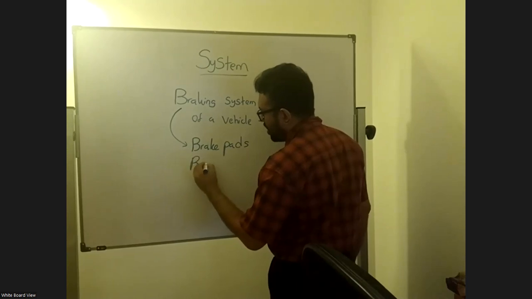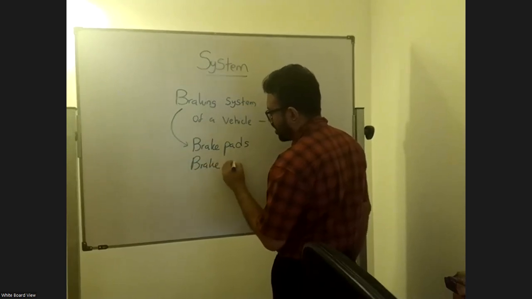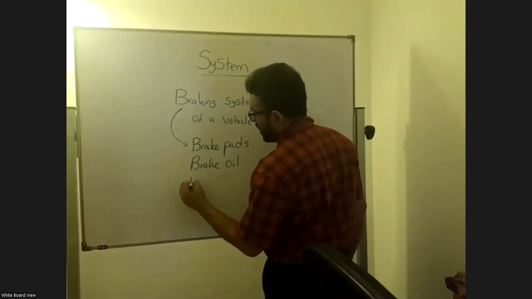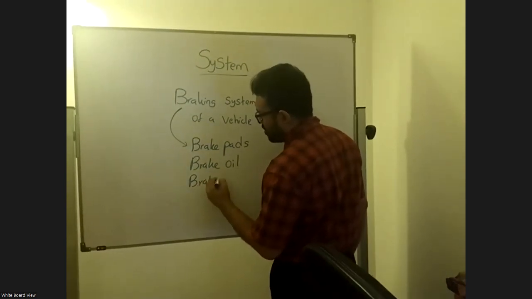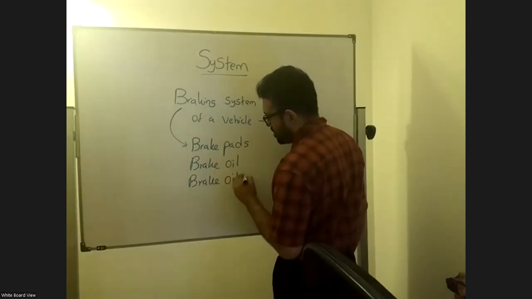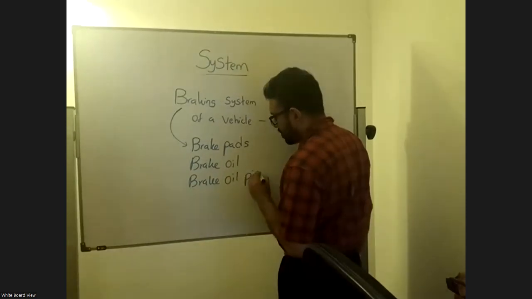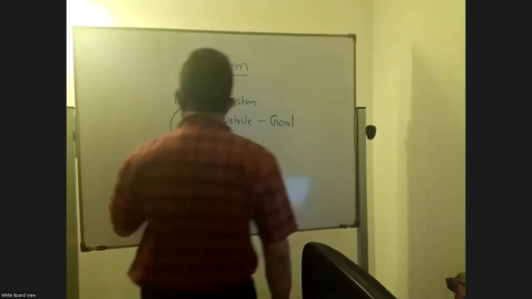Brake oil is there. Brake light, brake oil lines or pipes. These are the components of a system.